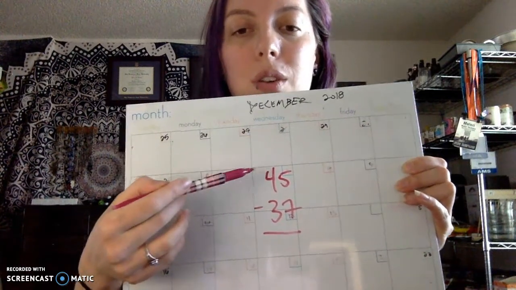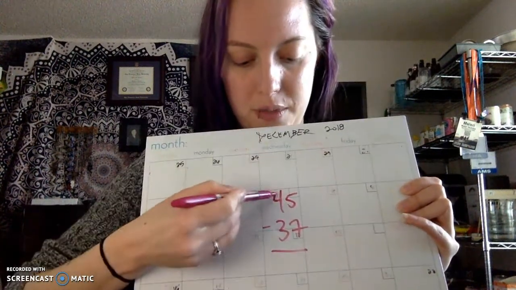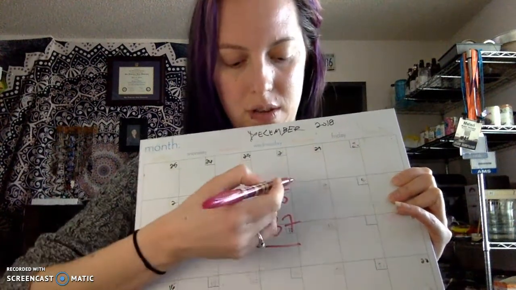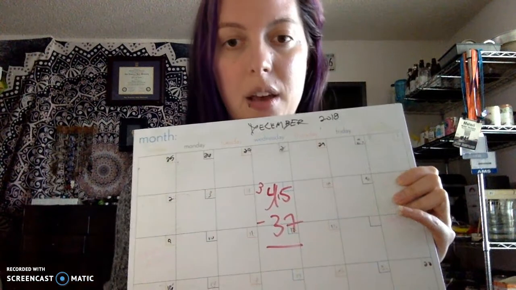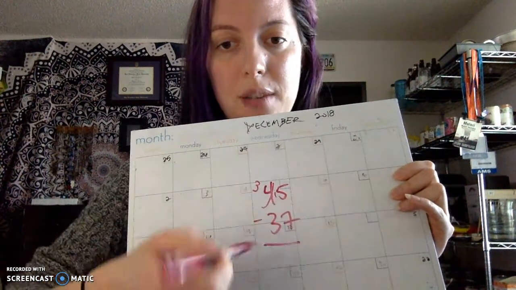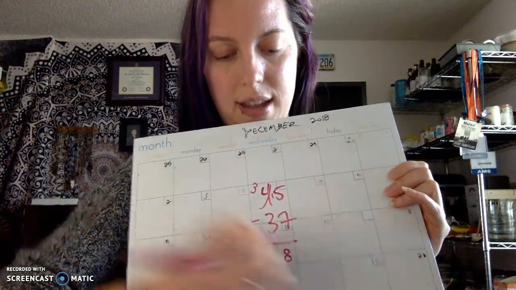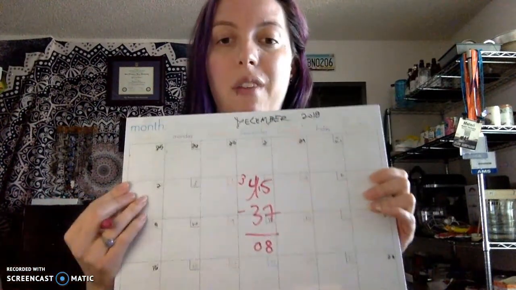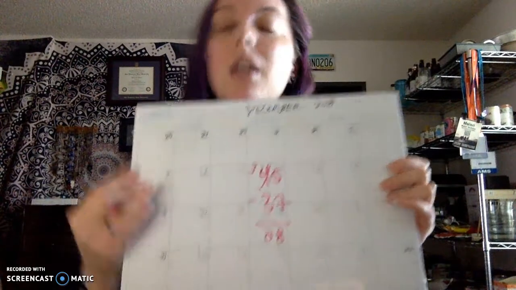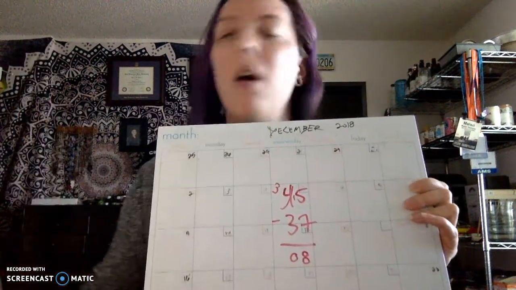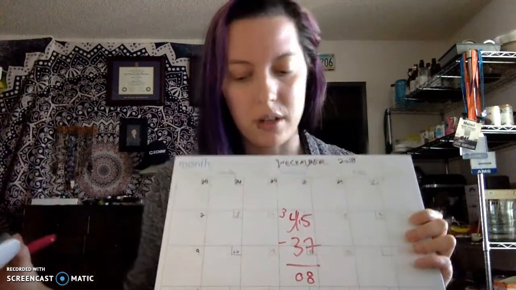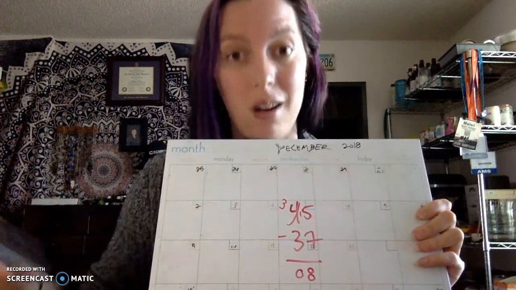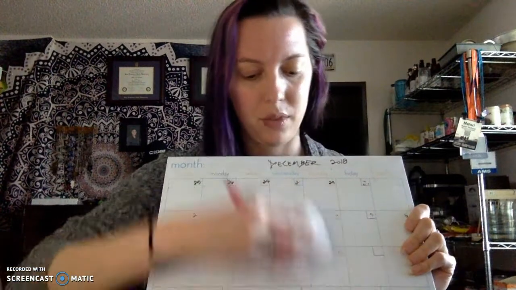So what we want to do is borrow from this 4. Thanks, 4. You're so nice. So now that's a 3, and this becomes a 15. So 15 minus 7 is 8, and 3 minus 3 is 0. Thus, 45 minus 37 is 8. I know, seems simple, but it's a good thing to remind ourselves when we are doing other kinds of subtraction that involve borrowing and adding and things like that.